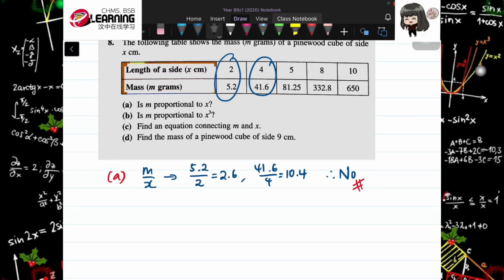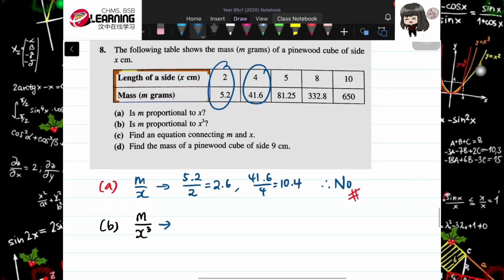Part B. Is M proportional to X cubed? Now we have X cubed. Let's find it out. The table only gave you M and X, so you need to actually find X cubed. So M over X cubed. Your X is 2 here, so you use 2 cubed.